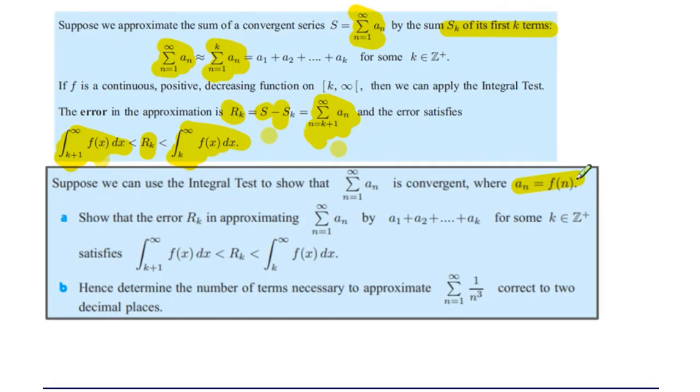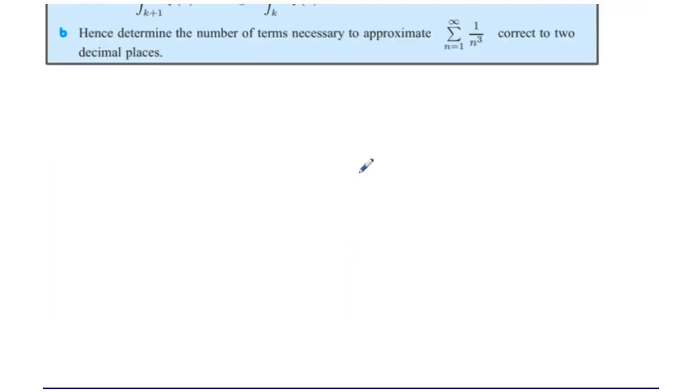So show that the error in approximating the infinite series by adding up all of these terms up to the kth term satisfies the inequality where the error is less than the upper bound integral that I've just explained, and it's greater than the lower bound integral. So what we're going to do, we're going to think about drawing some rectangles. Okay, so this is part A, and then we will go on to decide how many terms we need for a specific series to estimate it to a given amount of accuracy.